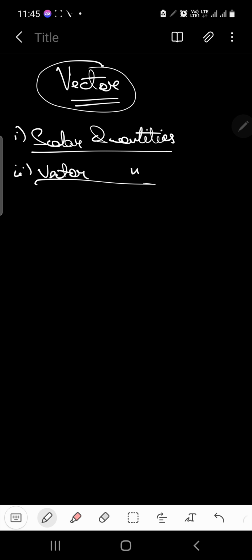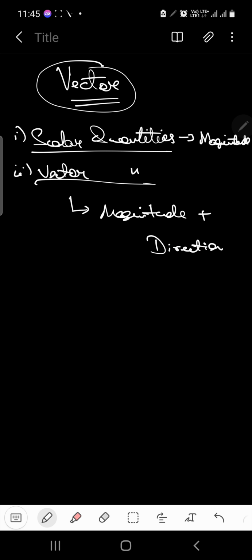What are scalar quantities? Quantities which need only their magnitude as the only parameter of their description. Clear? That sort of quantities are called scalar quantities. For example, mass, speed, density, they need only their magnitude to describe themselves. Clear? While vector quantities are those which depend on magnitude plus direction. They're dependent on both magnitude as well as direction. Clear? So this is the difference between scalars and vectors.